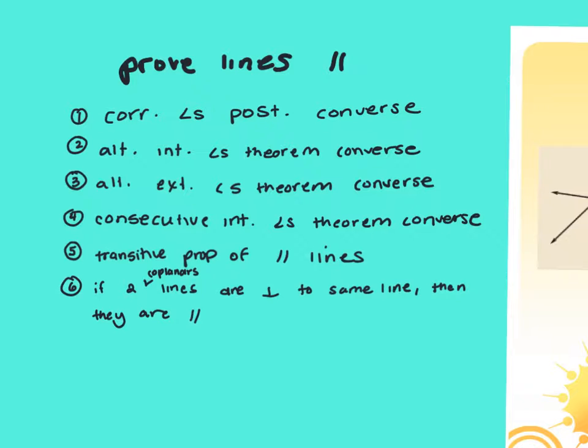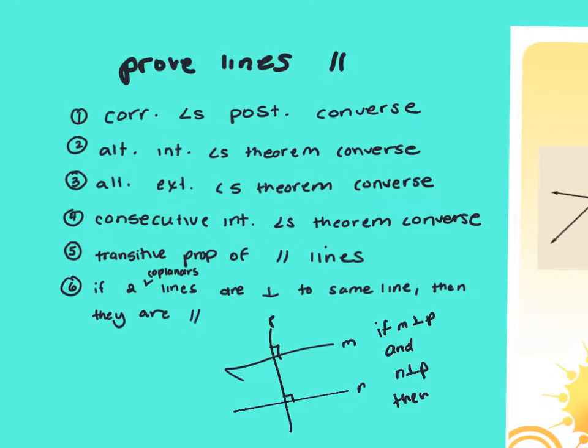Can you give an example of 6? Yeah, if there were 2 lines, and this one's perpendicular and this one. So it's if M and P. I think this is what I did yesterday, right? If M is perpendicular to P and N is perpendicular to P, then M is parallel to N.